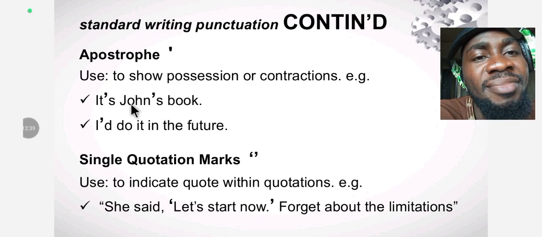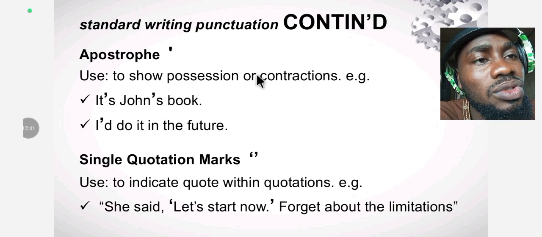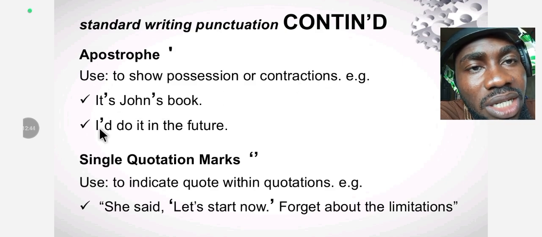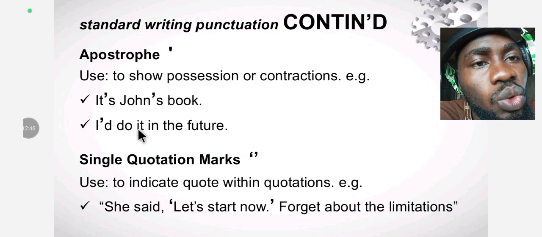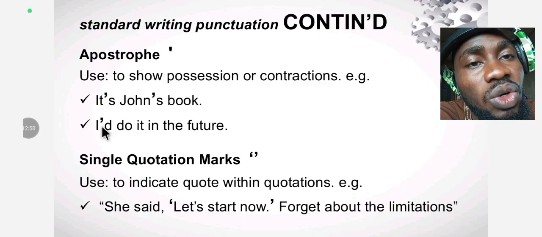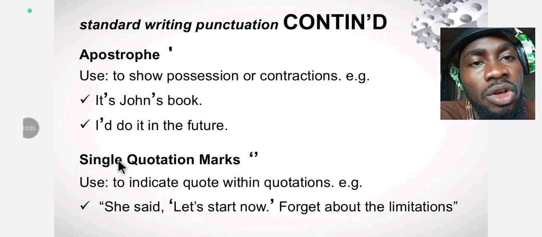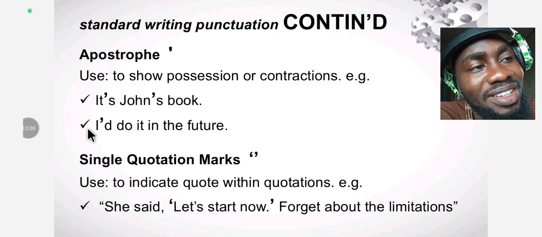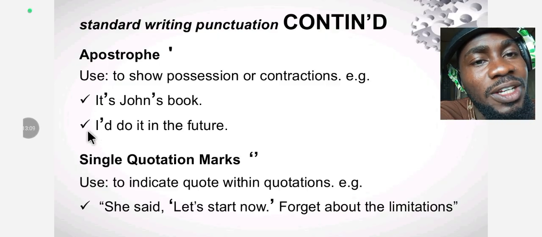Then the next example is to indicate contractions. I'd do it in the future. This apostrophe here is used to contract the word would. I would do it in the future. You also use it in examples like don't, doesn't, to contract not, and so on and so forth.